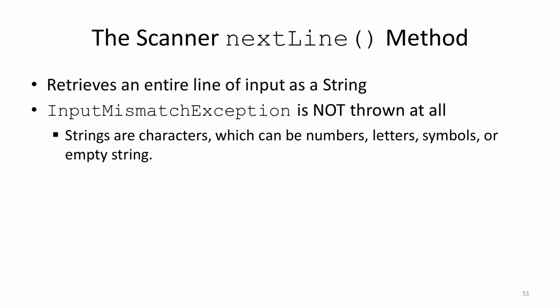If you use the nextLine method, the nextLine method is used to retrieve a line of input as a string. Now, the InputMismatchException is not thrown when you use nextLine, and that is because strings are characters. Characters can be numbers, letters, symbols, or the empty string. Anything in between double quotes is a string, but strings cannot be used for arithmetic.